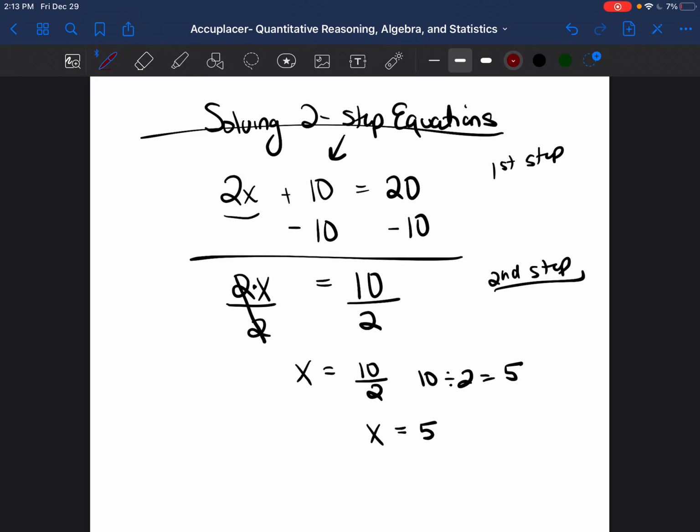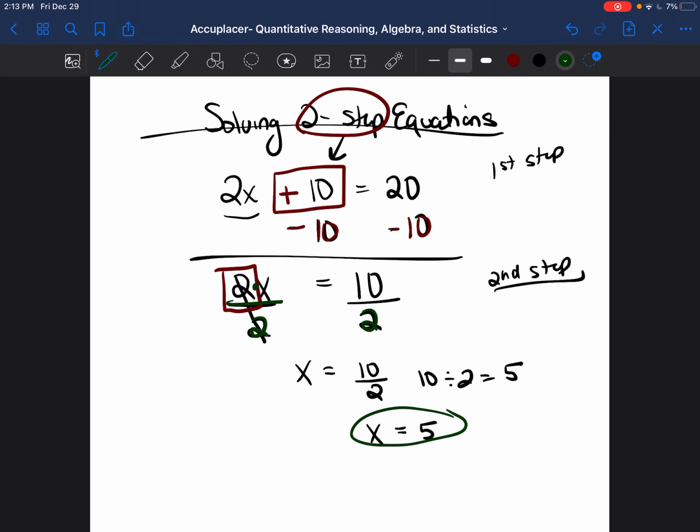So, as a review, two-step equations means you have to do 2 steps. First, you get rid of the number that is on the same side as the variable but is not attached to it. So we got rid of the 10 by doing the opposite. Then we get rid of the number that's attached to the variable, which was the 2. The way that we get rid of numbers is by doing the opposite of what's happening. In this case, the 10 was being added, so to get rid of the 10, we subtract from both sides. And to get rid of the 2, we do the opposite of what's happening. The 2 is being multiplied by the x, so we divide both sides by the 2, which is the opposite. And we end up with x is equal to 5.